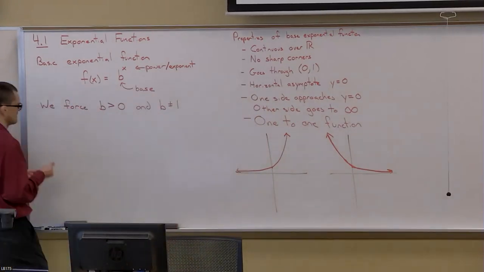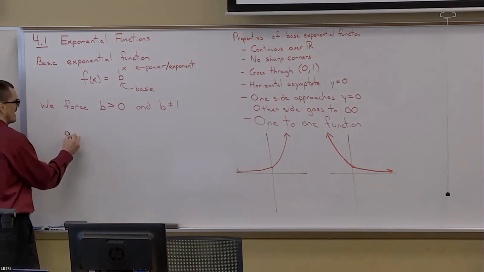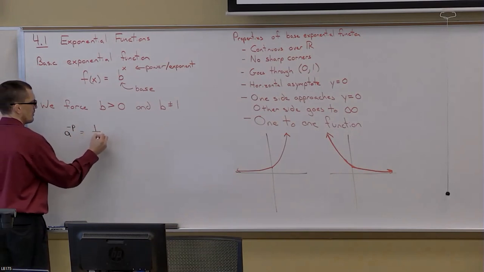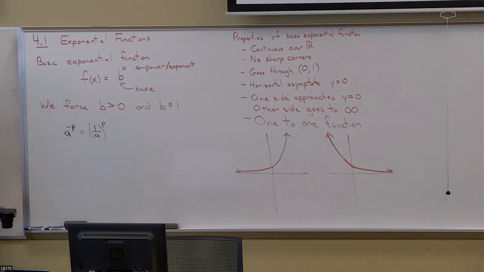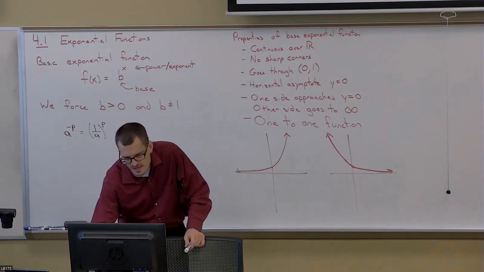You don't have to write this down, but if I take a to the negative power, that's the same thing as 1 over a to whatever positive power. That's what I'm saying. That rule of exponents. So that's why it's flipped.